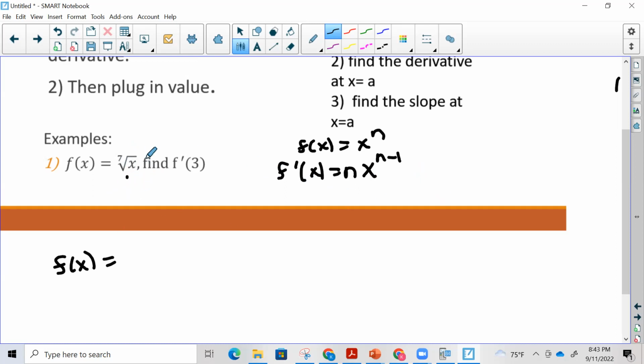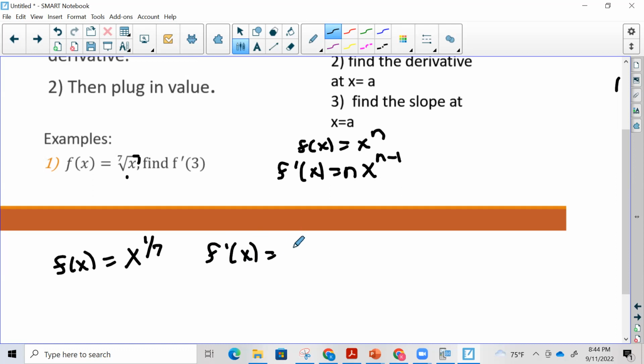So if you remember, for a root, if it's the 7th root of x, it's x to the first, even though we don't write it. And so when you change a root to an exponent, the exponent stays on top, and then the root part goes in the denominator of the fraction for the exponent. So the 7th root of x is like x to the 1/7. They're the same thing. And then when I take the derivative, I use that power rule.